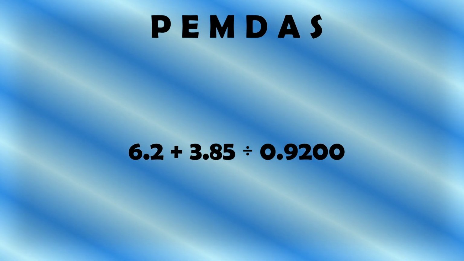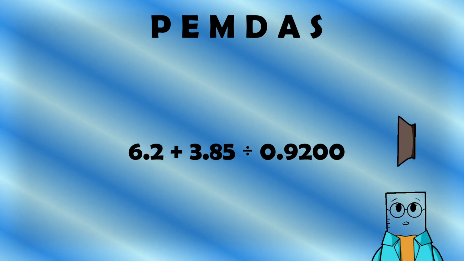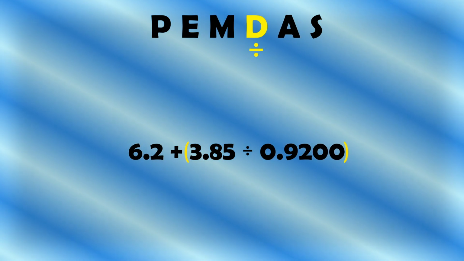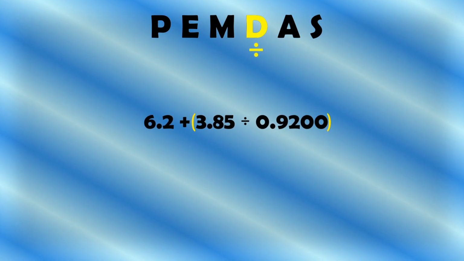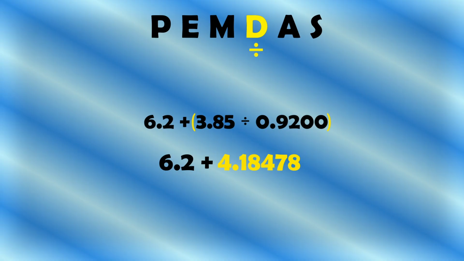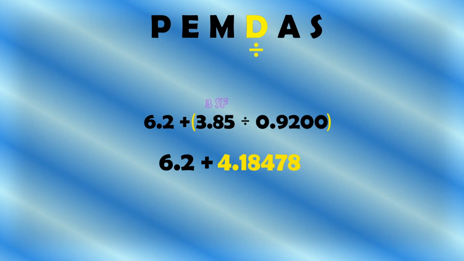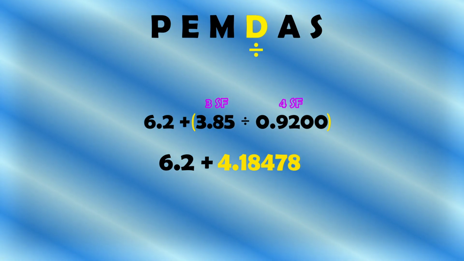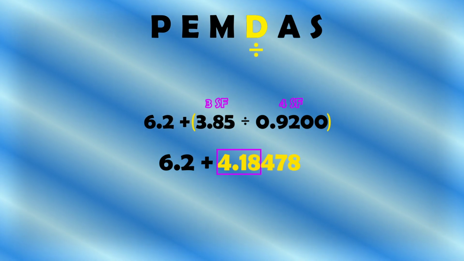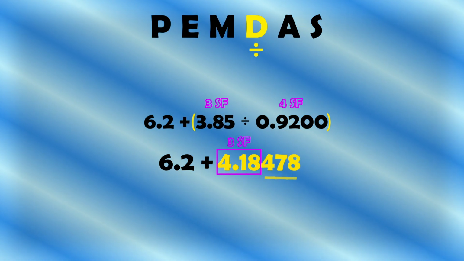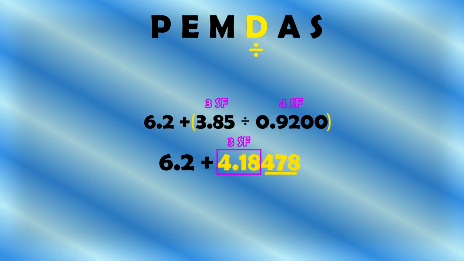PEMDAS, don't forget that. So 6.2 plus 3.85 divided by 0.922. Now remember, if you don't see the parentheses, put it around the division portion to keep yourself clear. So let's do the parentheses part, and we get 4.18478. We know our sig fig rules. 3.85 has 3 sig figs. 0.9200 has 4 sig figs. So the least number of sig figs in this portion of the operation is only 3. Box it to keep yourself clear. Now leave more digits than what you need so that you won't lose your precision.